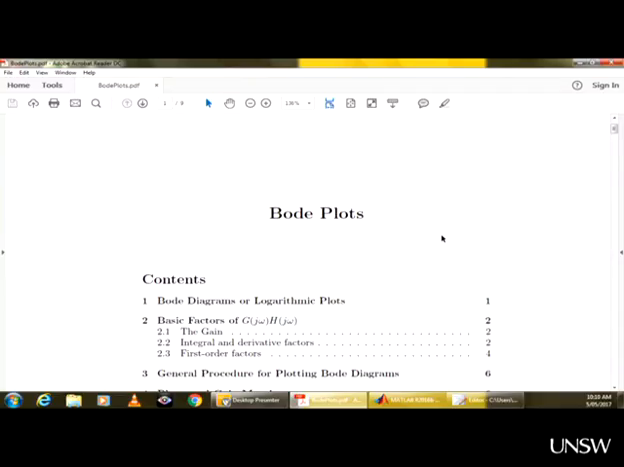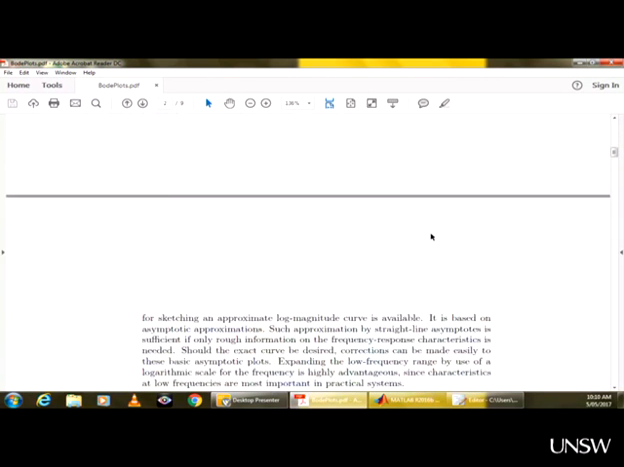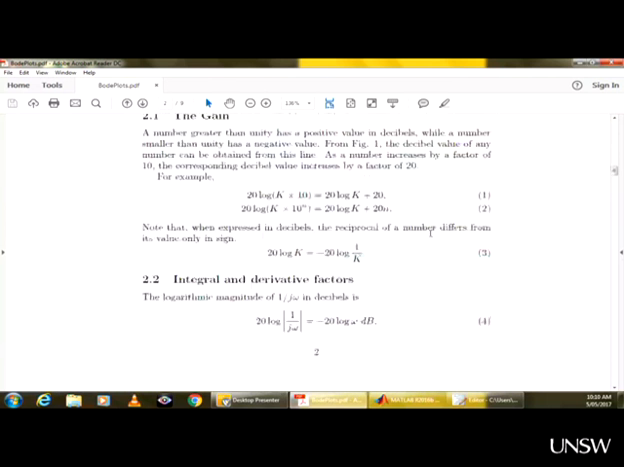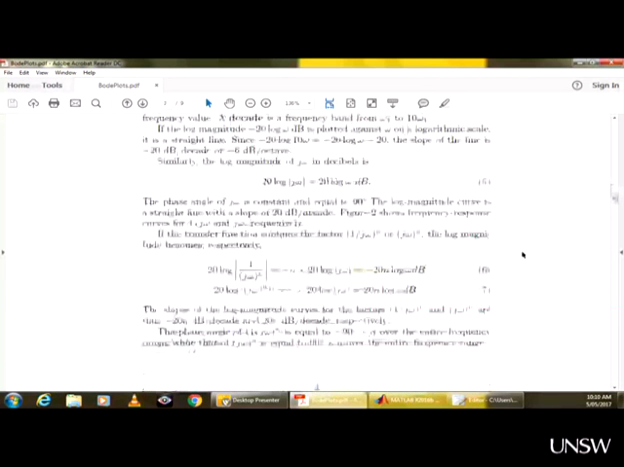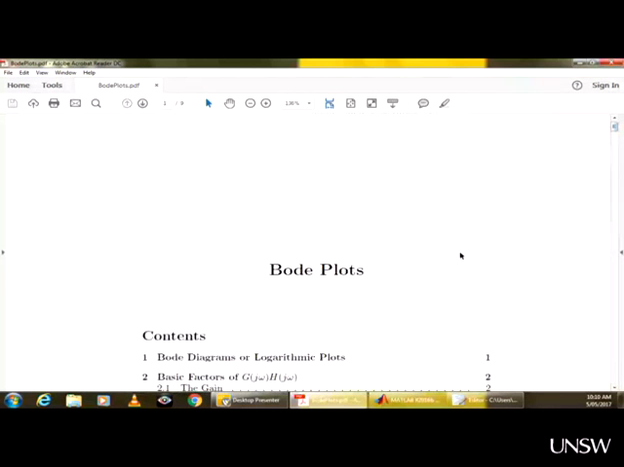Okay, we start today's lecture. The topic is on the Bode plots. The content is on this lecture handout. You should be able to get it from Moodle. Okay, everybody got this handout? Any questions?